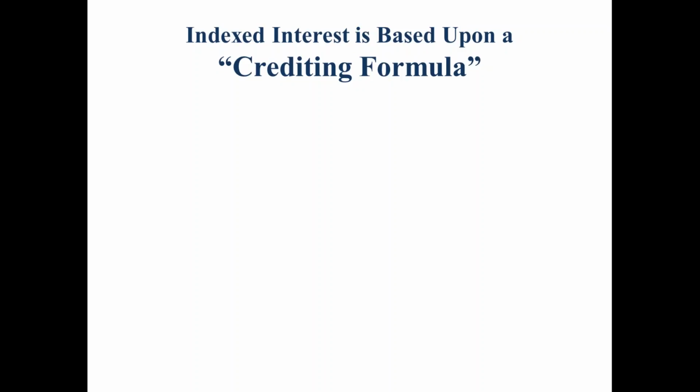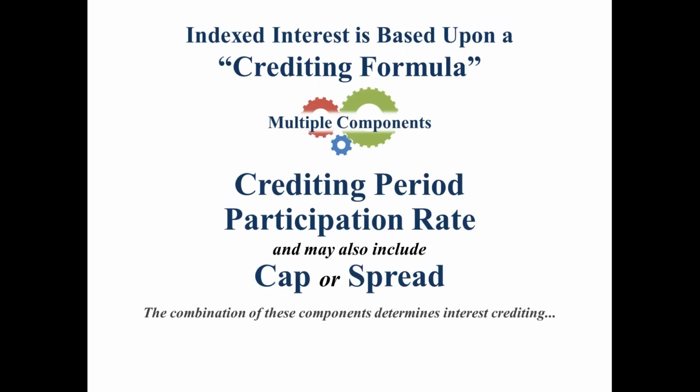Quite often, especially when you look at the carrier materials, you'll see these things called crediting strategies. Well, that's just a marketing term, okay? But the reason that, at least from a technical perspective, we call them crediting formulas is because they are very much math formulas. Every crediting formula is going to have multiple components. The ones we really have to understand are a crediting period, a participation rate, and a formula or strategy, if you prefer the term, may also include a cap or a spread. In fact, most commonly will.